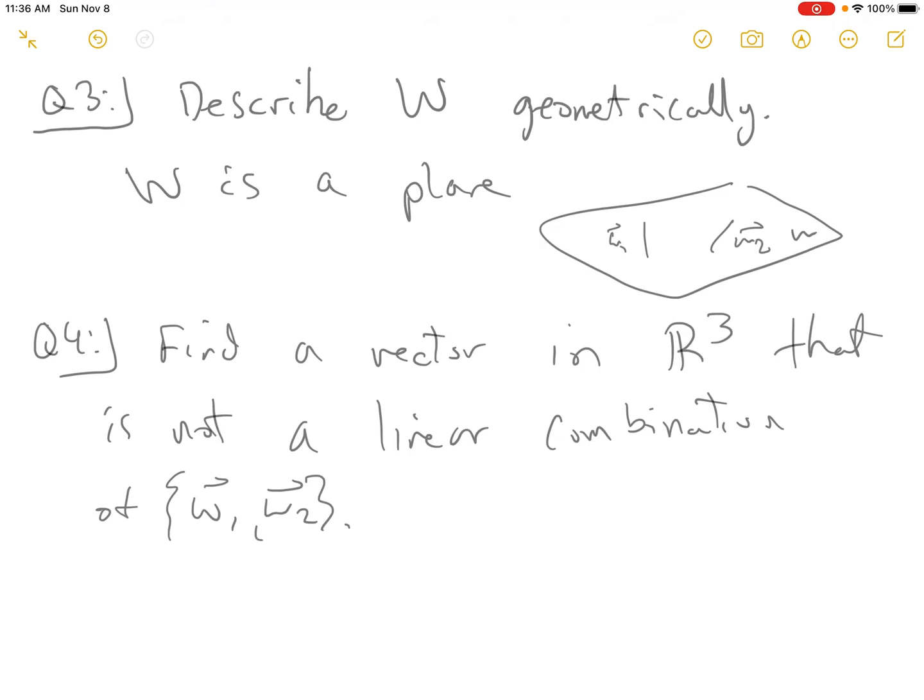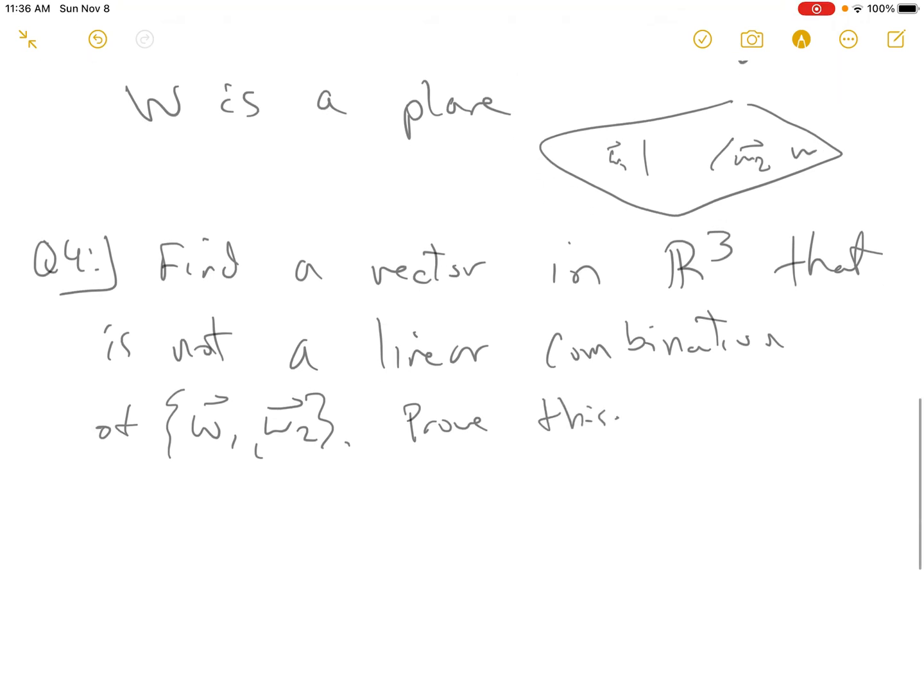This should give you pause to think, well, how do I show that, or how do I find it, without guessing and checking? Because I won't accept that. So, yeah. Prove this. And find me a formula for all of the vectors that aren't in W that are in R3. Or at least some condition.